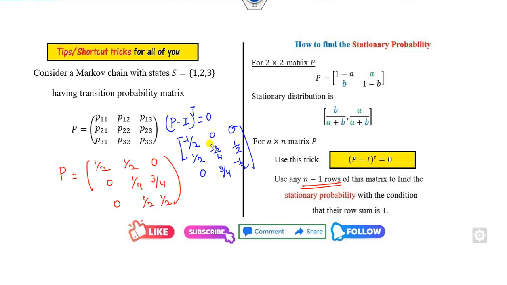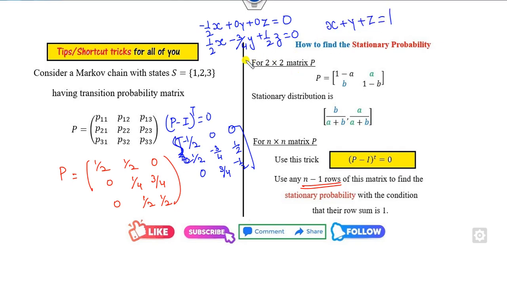Take any two rows like this. Minus half x plus 0y plus 0z is 0. Second row, half x minus 3 by 4 y plus half of z is 0. So take any n minus 1 rows, and the third equation is that the sum of them will be 1. Solve these three equations and you will get the stationary probability for more than 2 cross 2. Always remember the row sum is always 1.